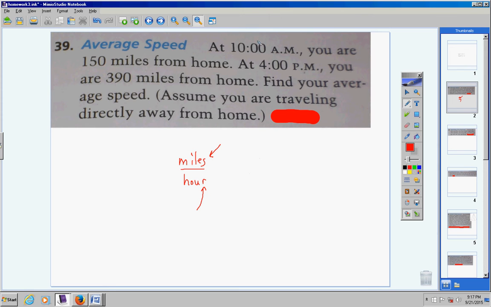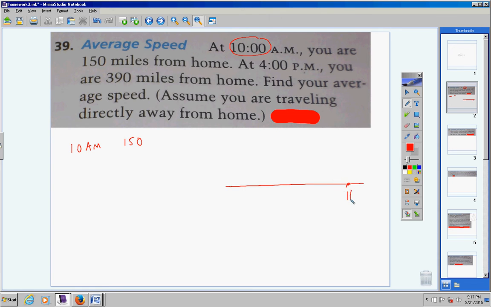First of all, at 10 a.m. you left. At 4 p.m. At 10 a.m. you are 150 miles from your home, okay? I should write that down over here. 10 a.m. you're 150 miles away from your home, alright? Let me erase this right here and get a little picture of this. That's always the best way to do it.